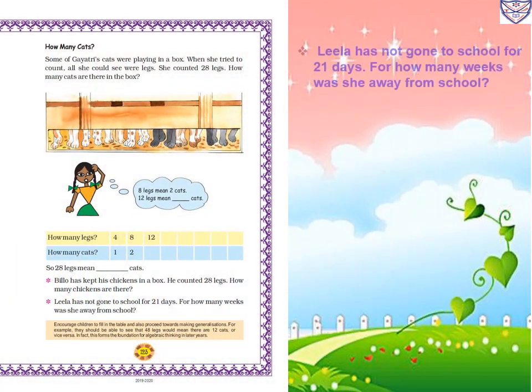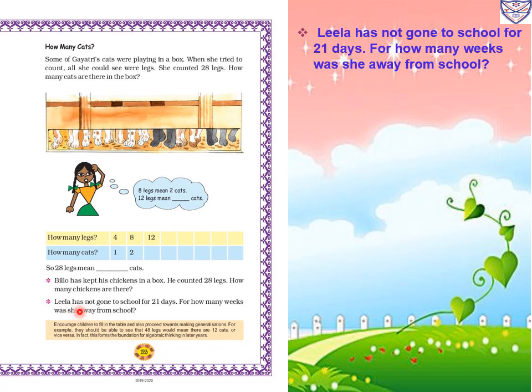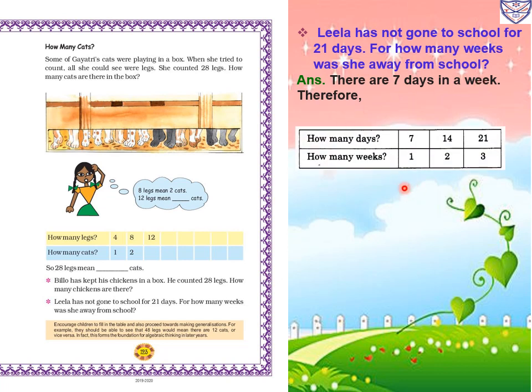Now same page. Last question. Leela has not gone to school for 21 days. For how many weeks was she away from school? So we have to find out how many weeks she has not gone to school. So how many days are there in a week? There are 7 days in a week. So how many weeks?